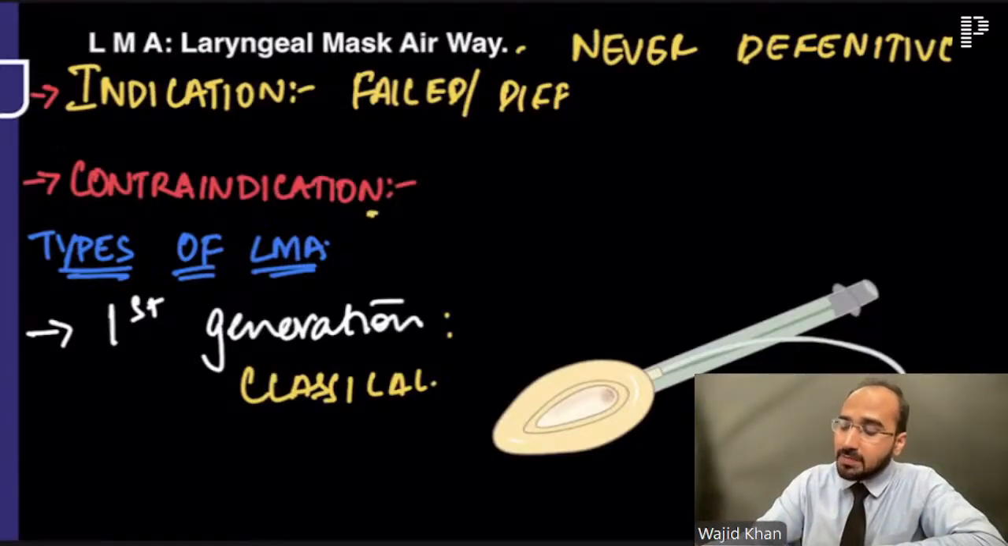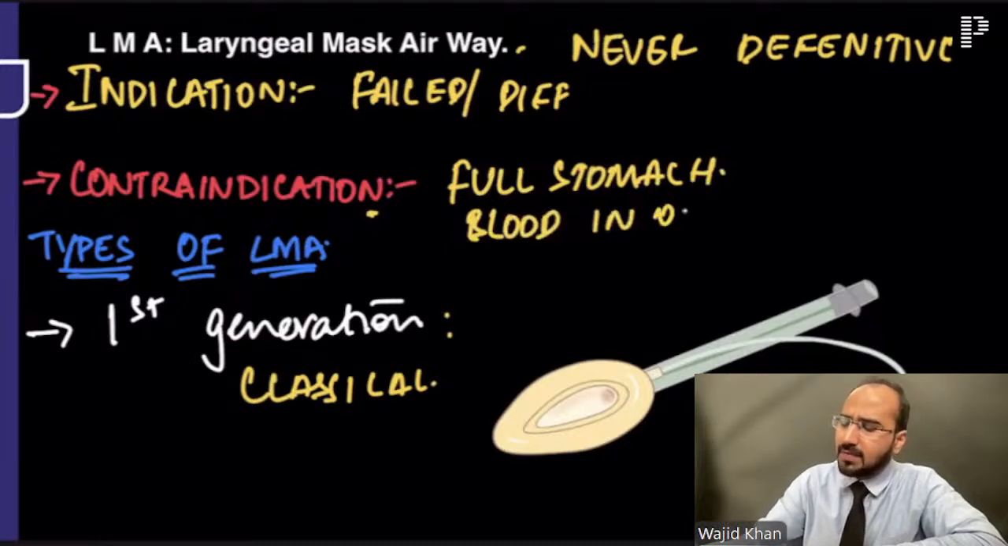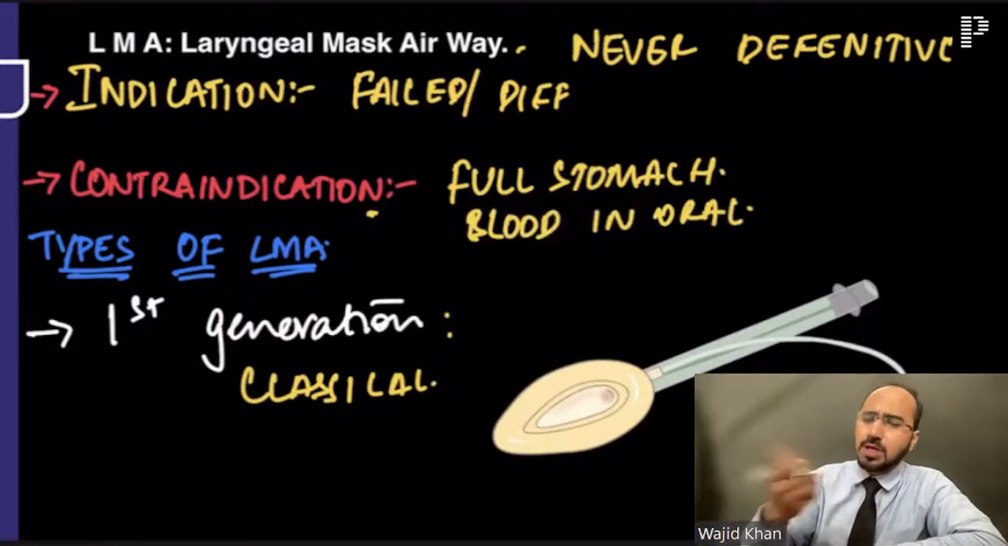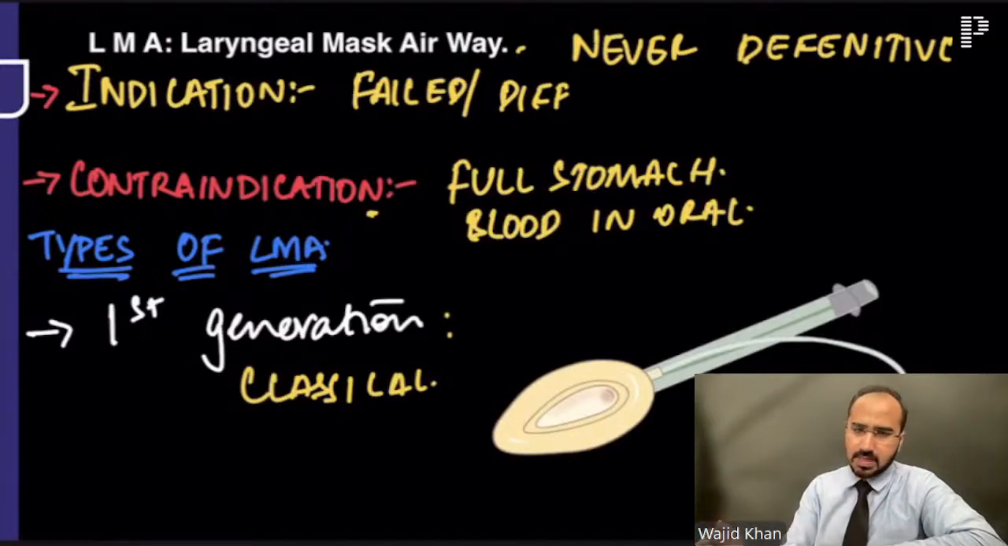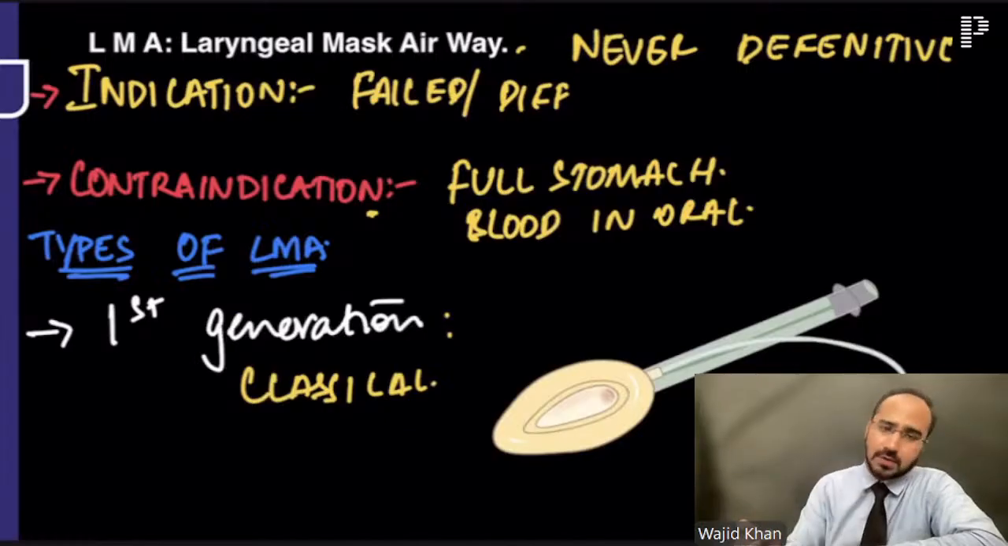So the contraindication will be what? In a full stomach patient, you cannot put an LMA. Or if the patient is having any blood in the oral cavity, you cannot put the LMA. Why? Because if at all you are putting an LMA, you are pushing the blood into the trachea. That will cause aspiration.